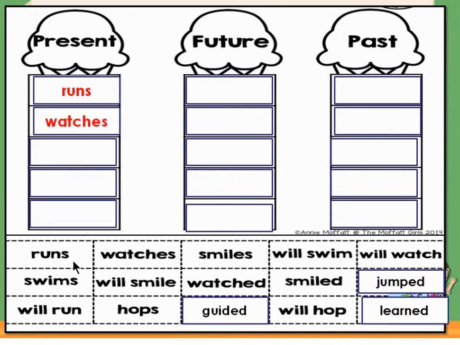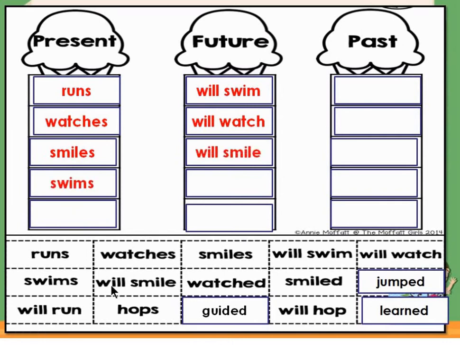Next one. Watches. Smiles. How about the word will swim? Will swim belongs to the future tense verbs. Will watch. Swims. Will smile. How about watched? It has ed, so it belongs to the past tense verbs.